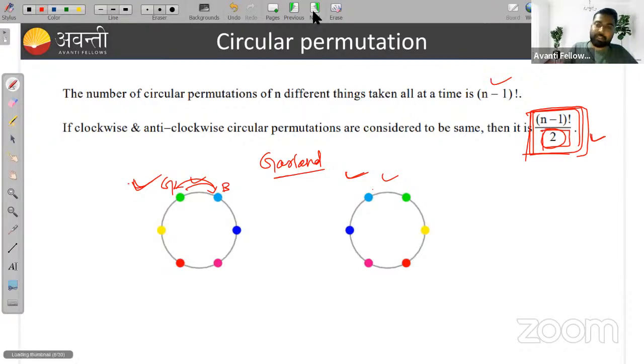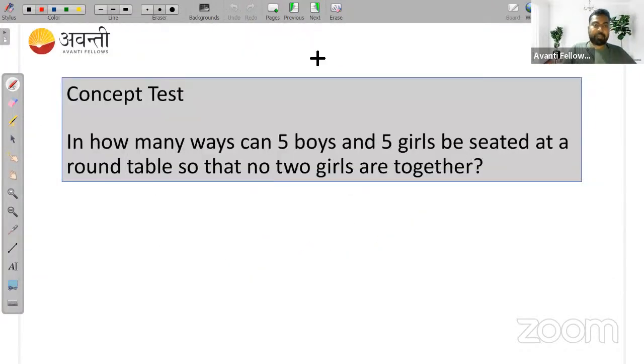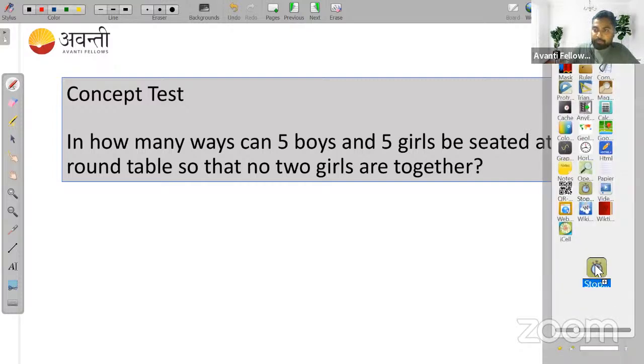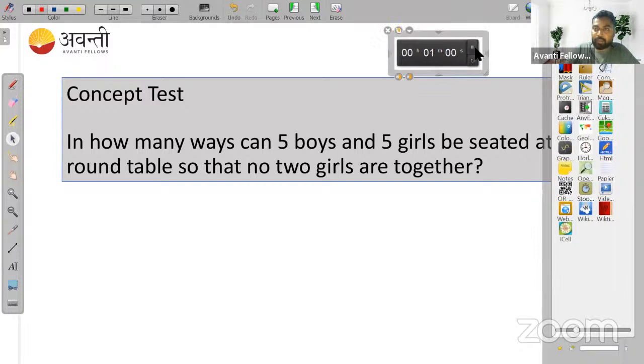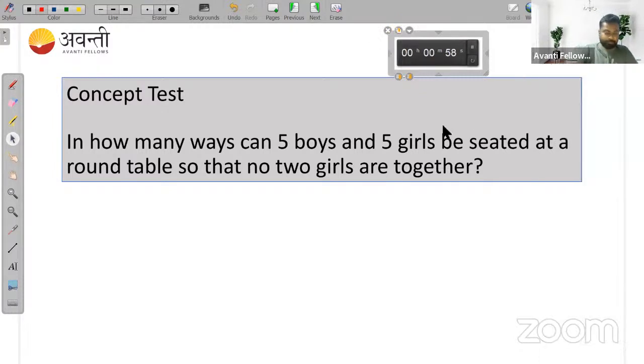Okay, so let's solve another question. Here you have a concept. In how many ways can 5 boys and 5 girls be seated at a round table so that no 2 girls are together? How can we solve this question? I'm giving you 1 minute for this question also. Your time starts now. Try to solve it.